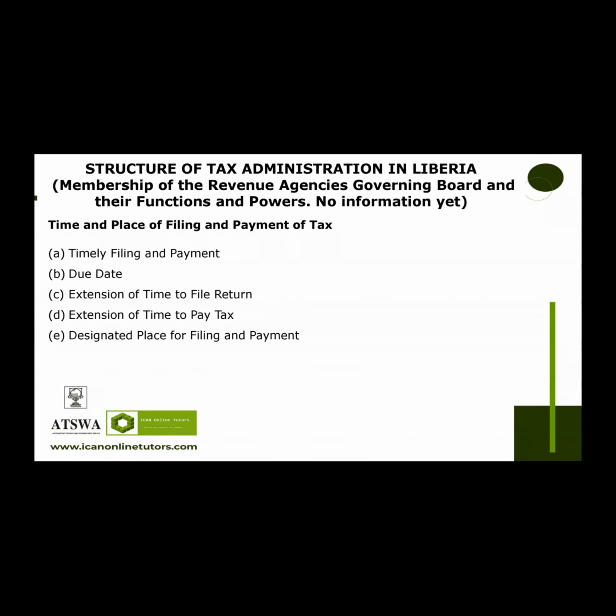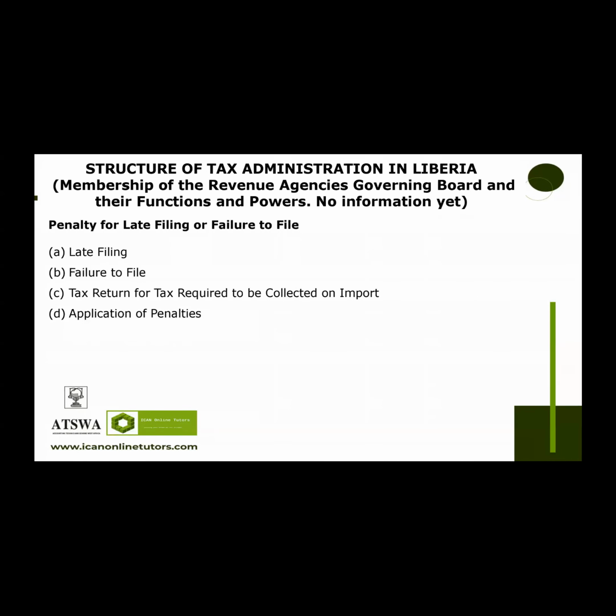So also we have designated place for filing and payment. The designated place for filing is in Monrovia in the minister's office, except where the minister grants the person permission to make the payments in such other place as may be determined by the minister. Are we together? Okay. And also we have a penalty for late filing or failure to file. We have discussed this in brief during the class. So we have the late filing penalty, we have the failure to file, and so on.